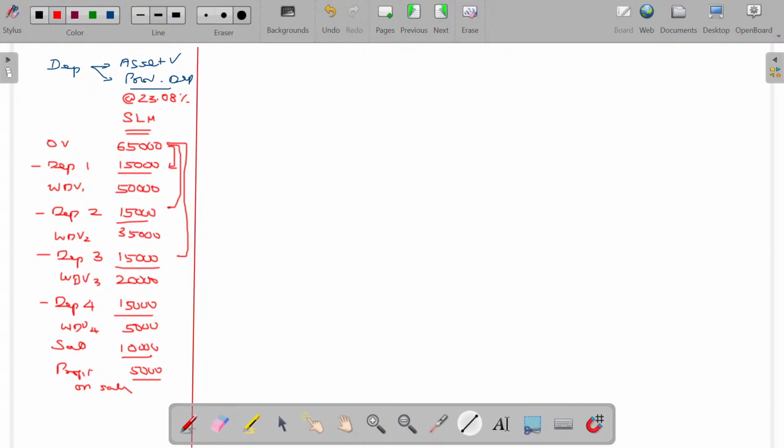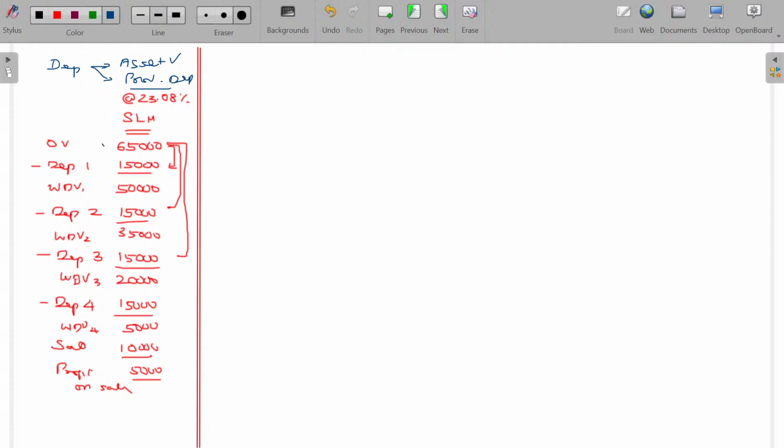Let's see. In the very first year, 0th period, we purchased the asset for 65,000. Year 0. You purchase the asset. Asset account debit to cash, the value being 65,000.